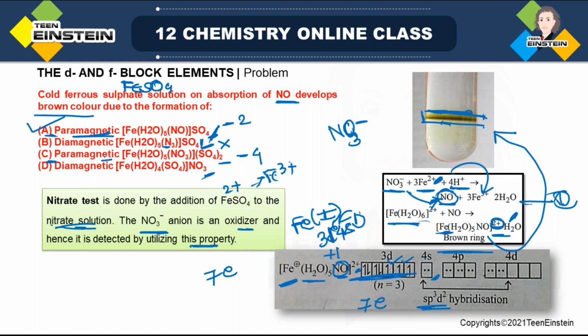Option C is also paramagnetic, but it does not have the correct formula for the complex, so it is not the correct option. Option A will be the correct option.